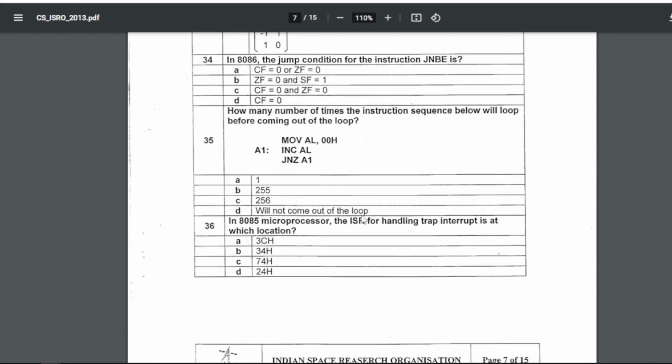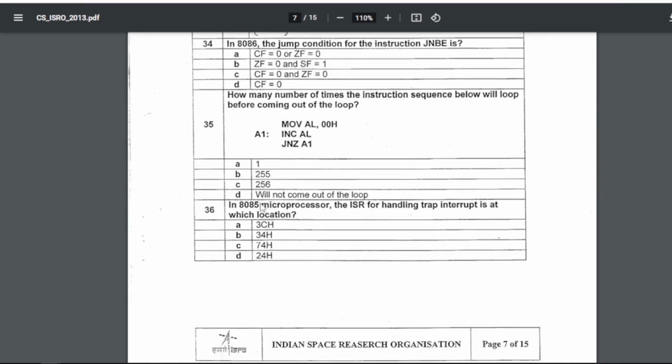Now question number 35 is, how many times will the instruction sequence below loop before coming out of the loop? So here you have to tell the number of times that the instruction sequence will loop before coming out of the loop. For this our answer will be 256, option number C.